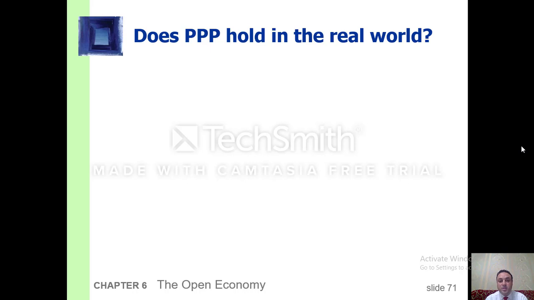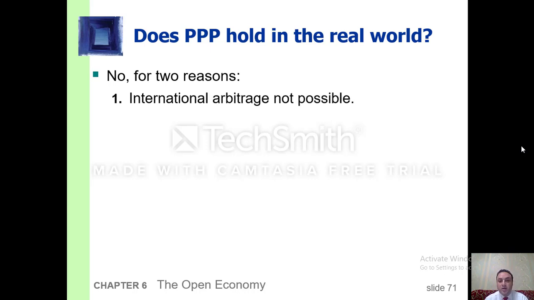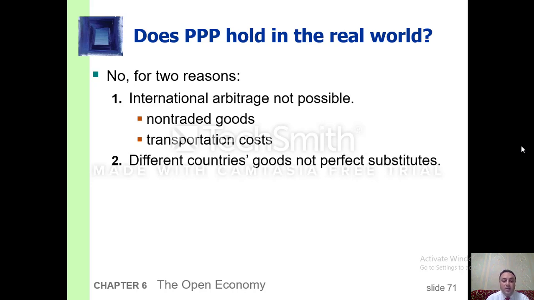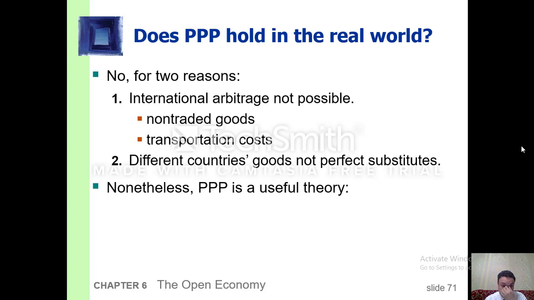Does this principle hold in the real world? Simply no. For two reasons: the international arbitrage is not possible, as there are some non-traded goods, and also the transportation costs affect prices. The other reason is that different countries' goods are not perfect substitutes. They don't have the same features, the same qualities, and so on. So we can't say it should be the same price.